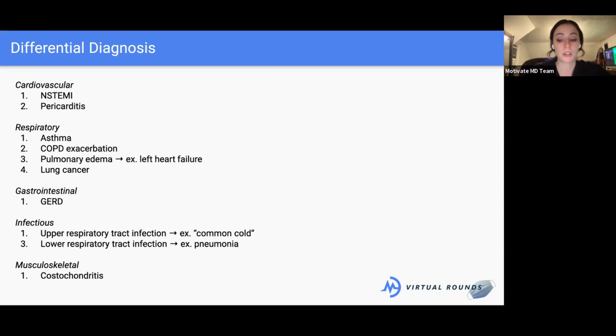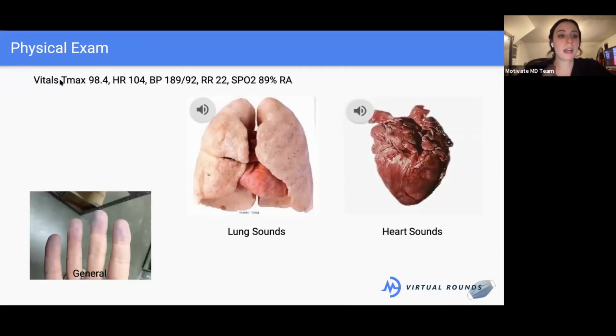And we'll see there's different ways to figure out whether it's cardiovascular chest pain versus respiratory versus GERD versus musculoskeletal. Does that make sense? Everyone good on that so far? All right, so physical exam.